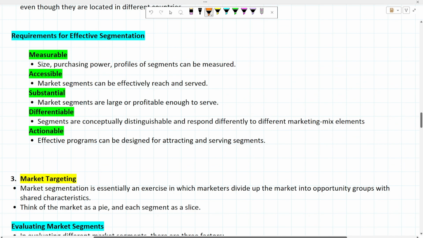So requirements for effective segmentation. You want to have measurable, so the size, purchasing power, and profiles of segments can be measured. Accessible, so the market segments can be effectively reached and served. Substantial means that market segments are large and profitable enough to serve. Differentiable, segments are conceptually distinguishable and respond differently to different marketing mix elements. Actionable is that effective programs can be designed for attracting and serving segments.